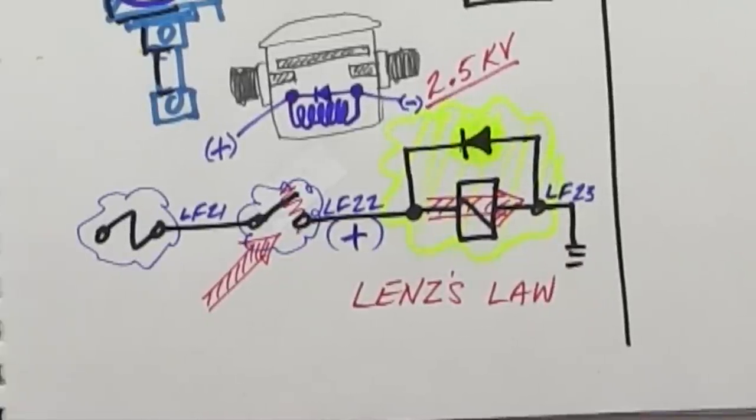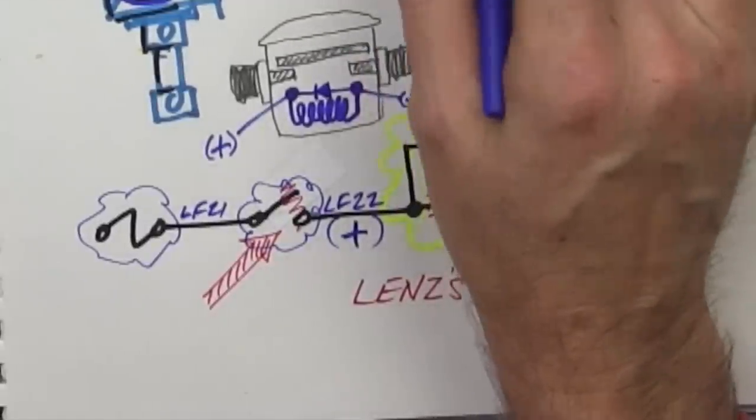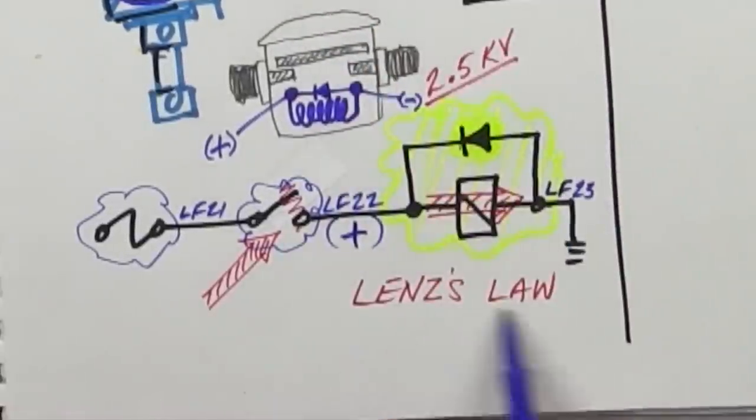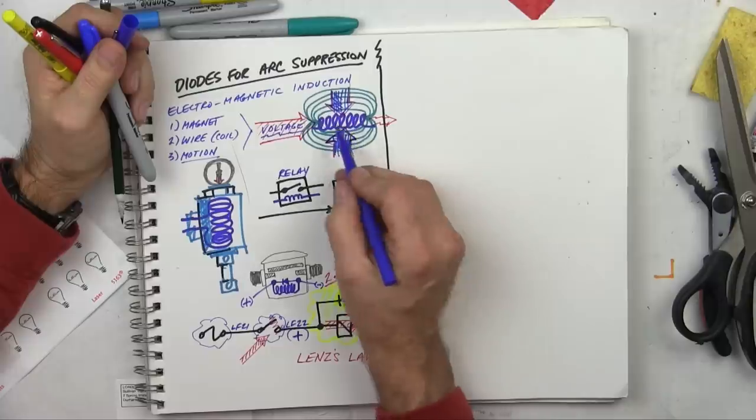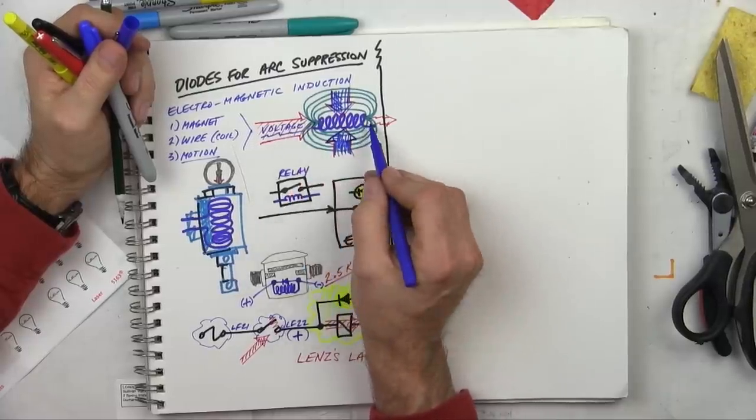Okay? So, review. Arc suppression, electromagnetic induction: a coil of any kind produces a magnetic field that, when it collapses, produces a voltage according to Lenz's law, and that voltage will tend to make current continue moving in the same direction as the current that originally made the magnetic field.